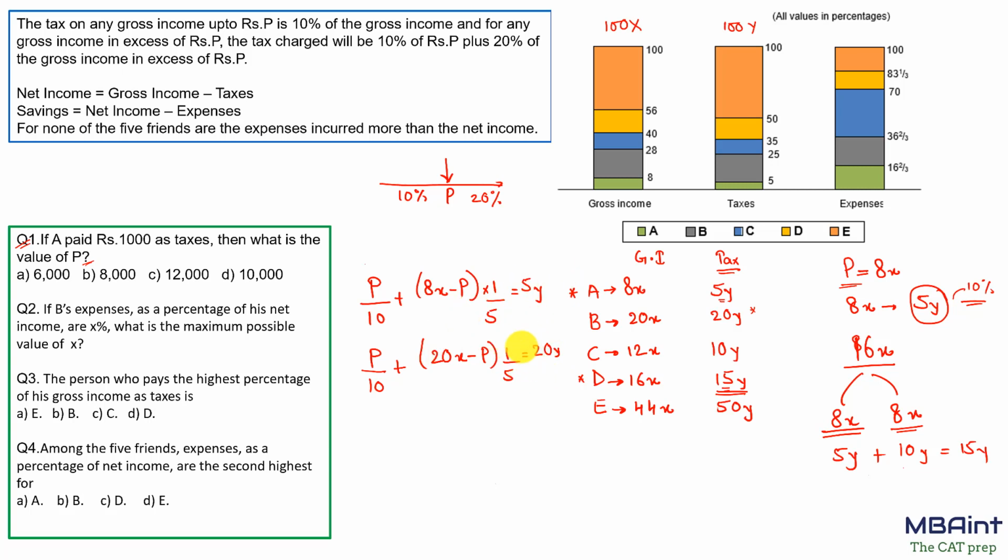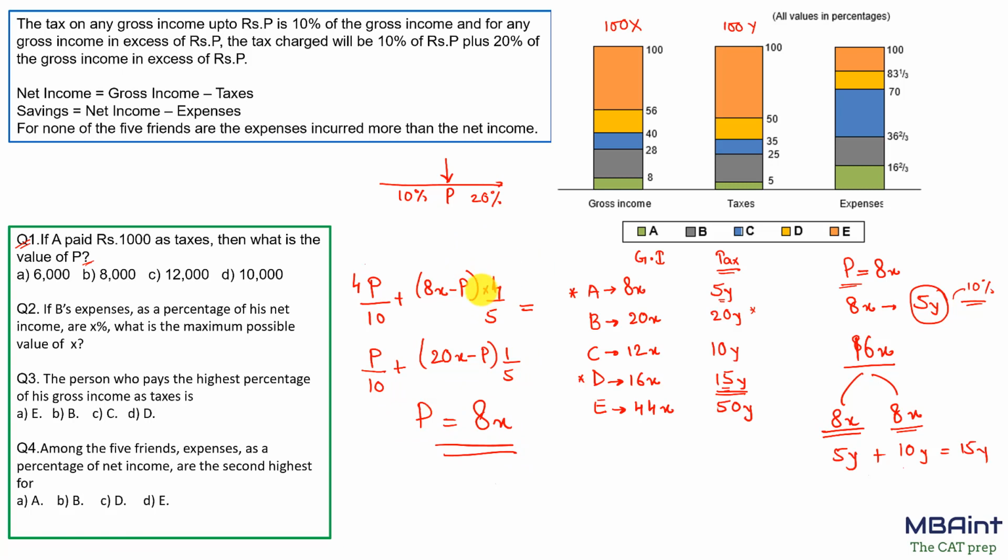Now, we can equate these two equations by multiplying it by 4. This would be 4 here. This would be 20y. Now, if you equate these two equations, you can find the value of P in terms of x and you'll get 8x itself. Fine. So, this process can also give you the value of P.